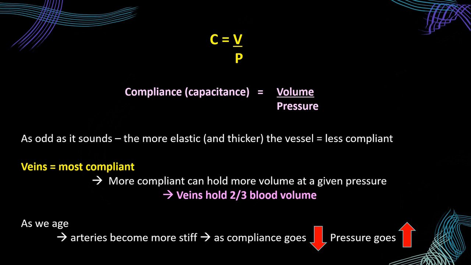Another equation, compliance equals volume divided by pressure. As odd as it sounds, the more elastic and thicker a vessel is, the less compliant it is, the less give it has. So the veins are actually the most compliant. They can hold more volume at a given pressure, and that's why they hold 2/3 of the blood volume. As we age, the arteries become more stiff, the compliance goes down, and the pressure goes up based on this equation.